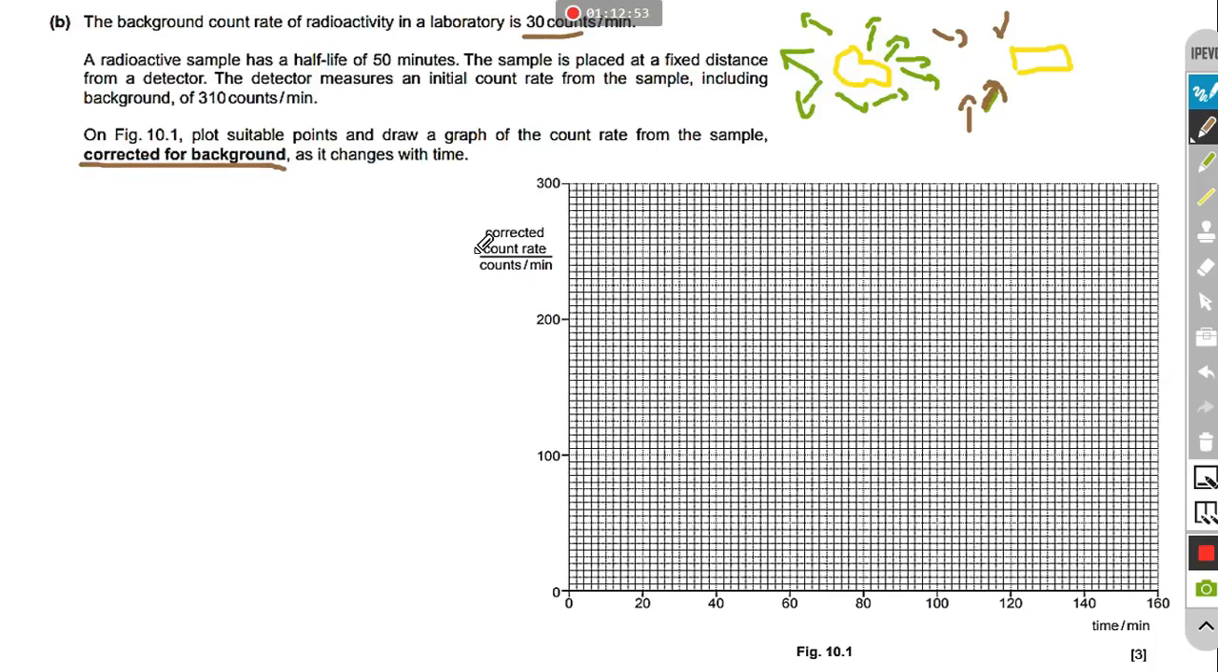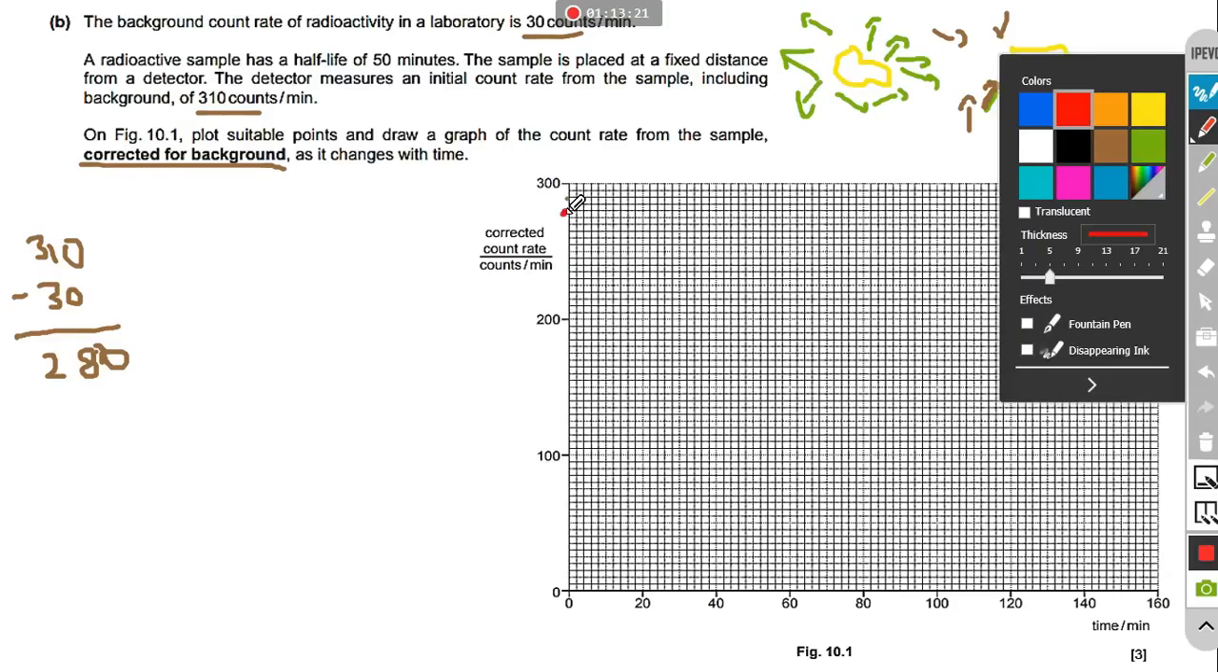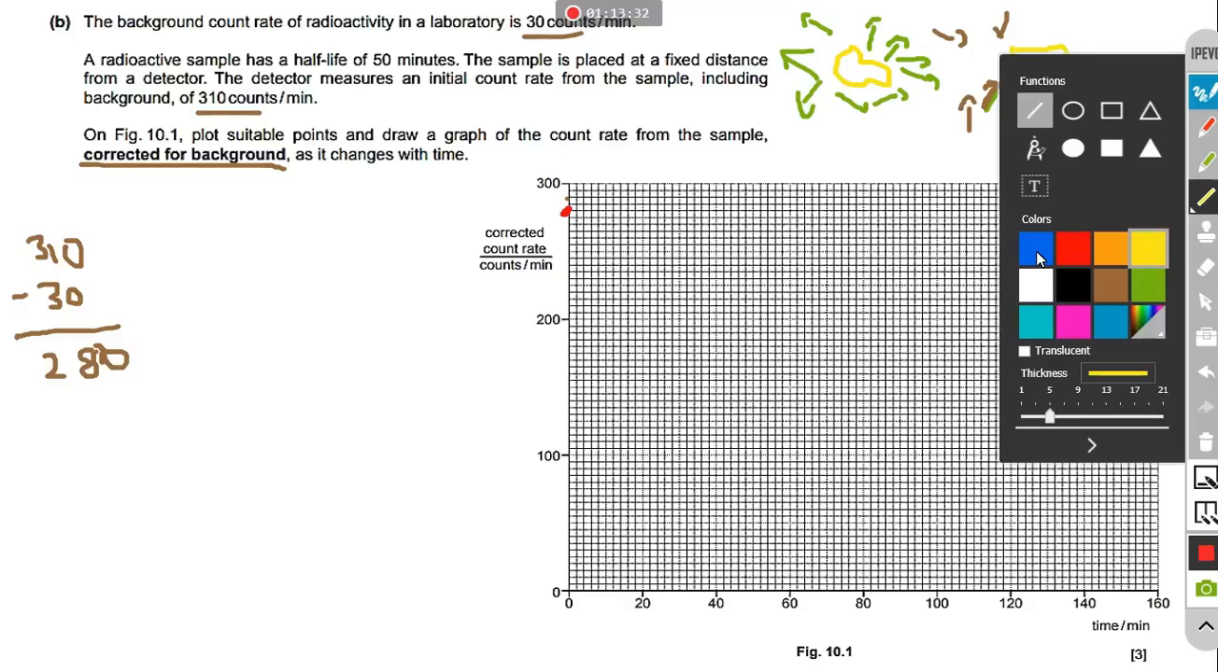So how can we do that? Alright, so the first thing was 310, so 310 minus the 30, and then you get 280. So from 280, this is 290, this is 280 over here. This is our starting point. Let me label the points. Okay, make sure you are able to read the scale. And then after 50 minutes, so let's use lines. After 50 minutes, which is exactly the half-life here, 50 minutes.